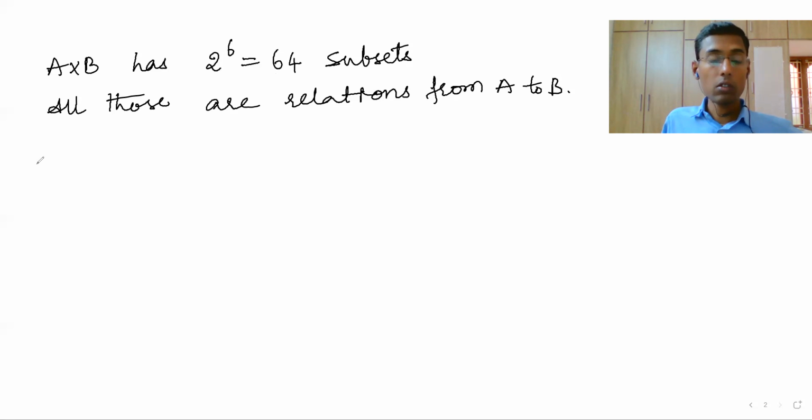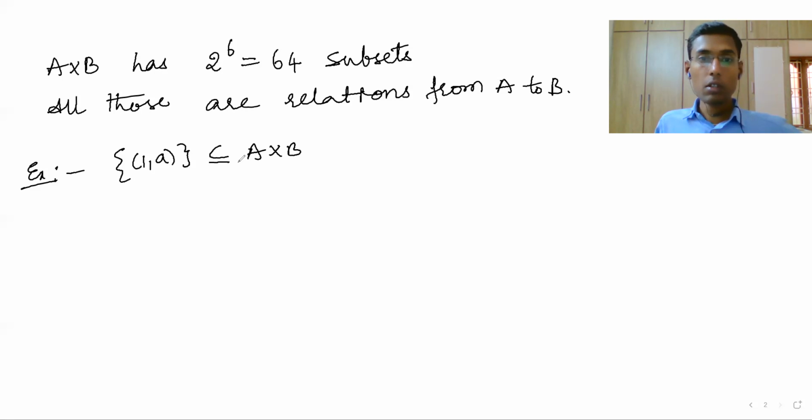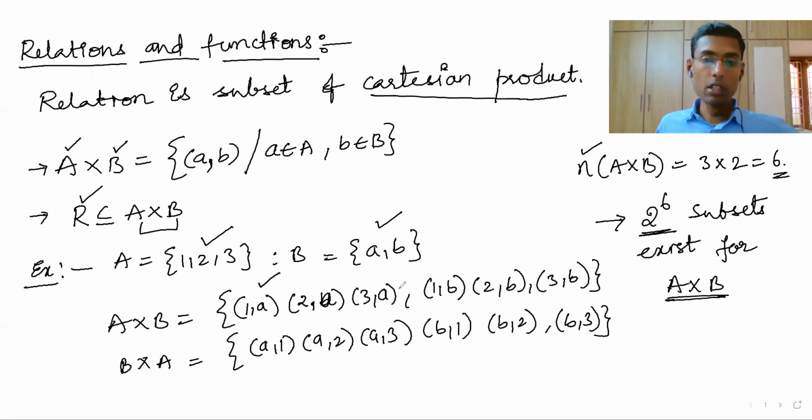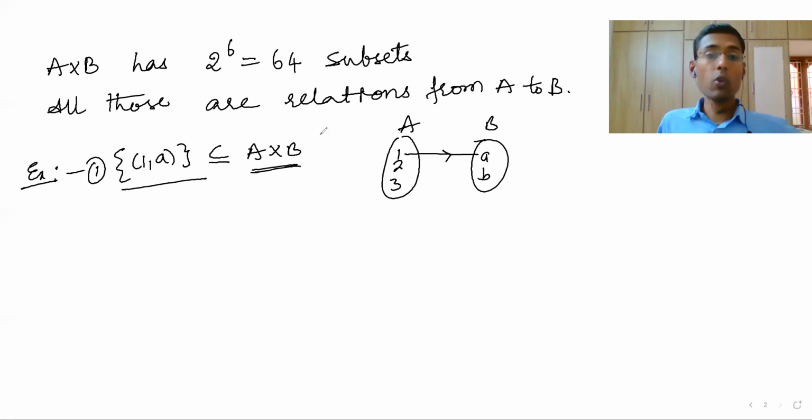For example, (1, a) is simply a subset of A cross B. Yes or no? So how do you write this? You can write it in an arrow diagram also. This is A, this is B, with 1, 2, 3 in A. So (1, a) is a subset of A cross B. One element we have taken, (1, a), that's a subset. Like that you can write 64 subsets. All are relations from A to B.